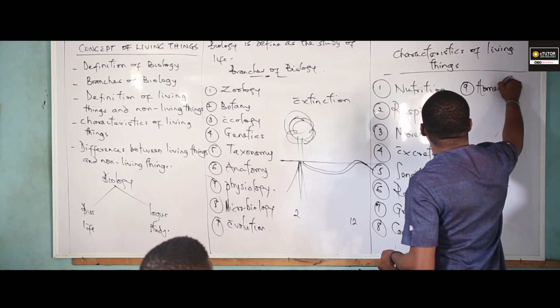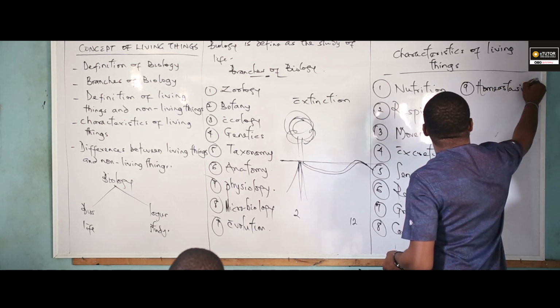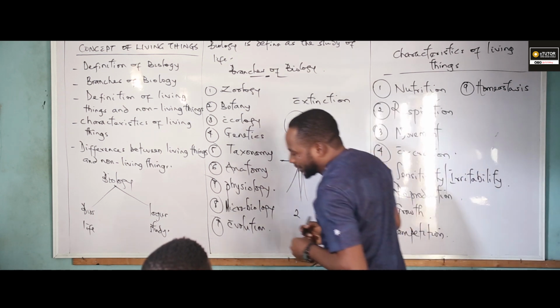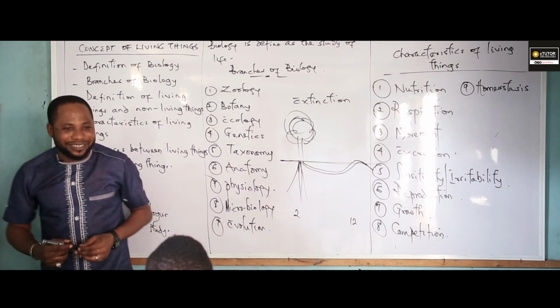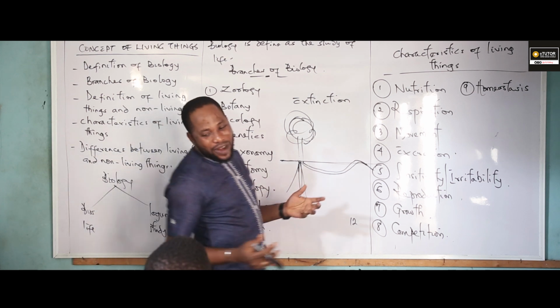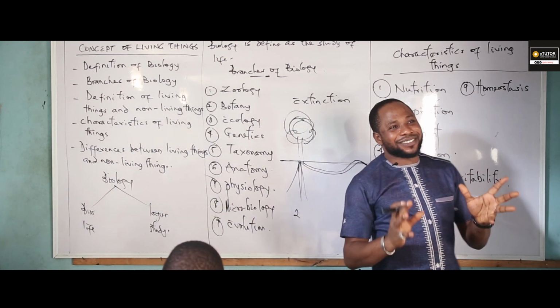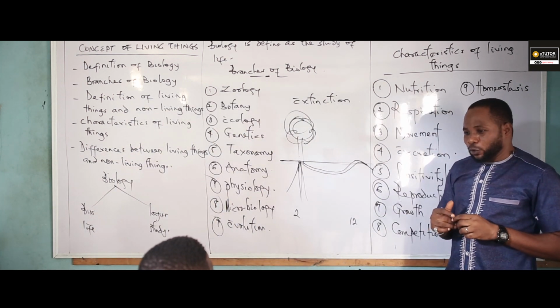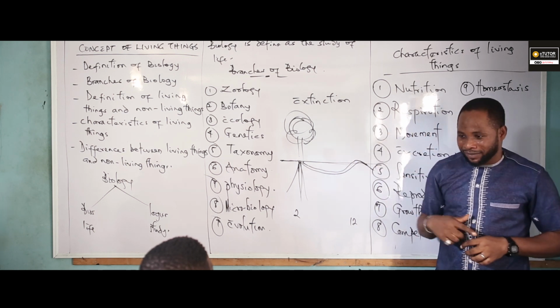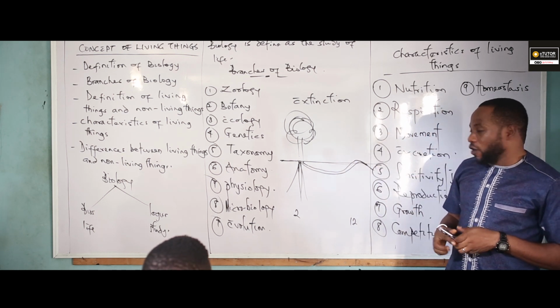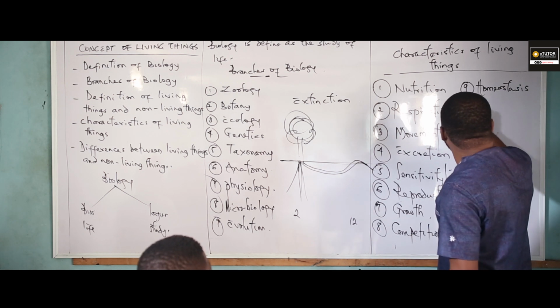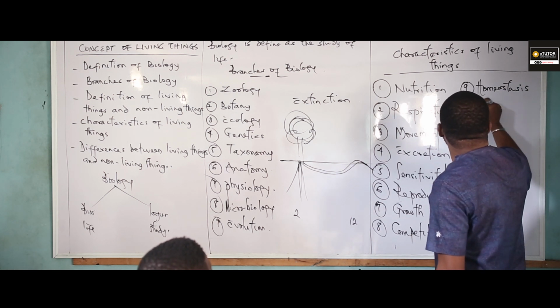Other characteristics, we have now another one, homeostasis. This is the ability of an organism to regulate their internal environment, to strike balance or to maintain their internal environment. Then we have 10. We have limited size.